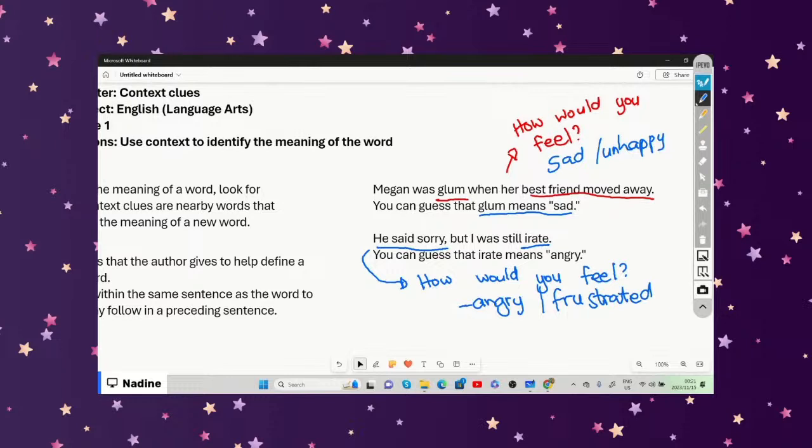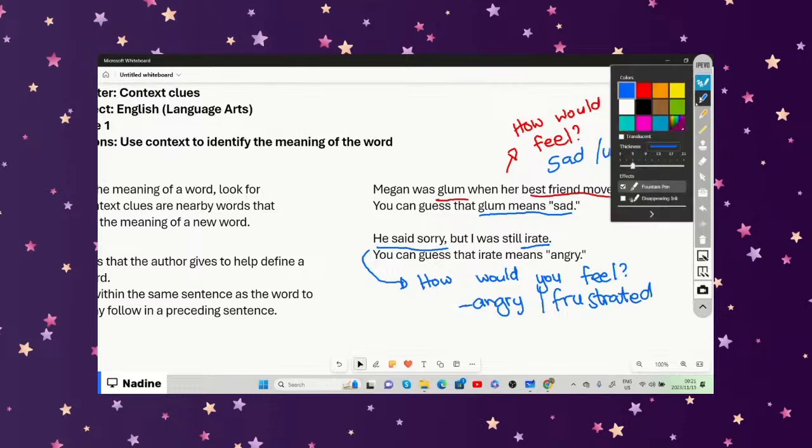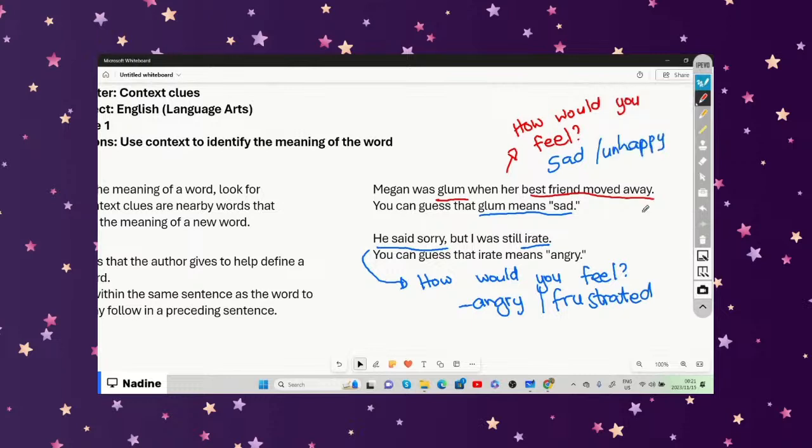And if we look at the word irate, irate means that you are still angry. That is basically the guess that we would make, right? Because they're specifically saying he said sorry, but I was still irate. And irate is a word that is used by the author to express him or herself.